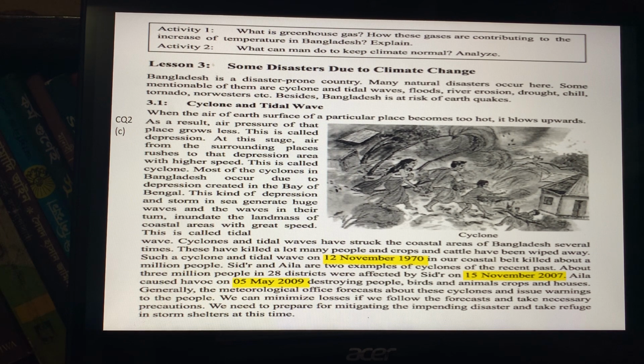And most of the cyclones are created in the Bay of Bengal, we know that this depression is created in the Bay of Bengal. When this depression or cyclone happens, the waves of the Bay of Bengal become huge, and this is called tidal wave. So after 1971, we had 3 severe cyclones. One happened on 12th November 1970, second one 15th November 2007, and we named that cyclone Sidr. And the next one, Aila, happened on 5th May 2009.